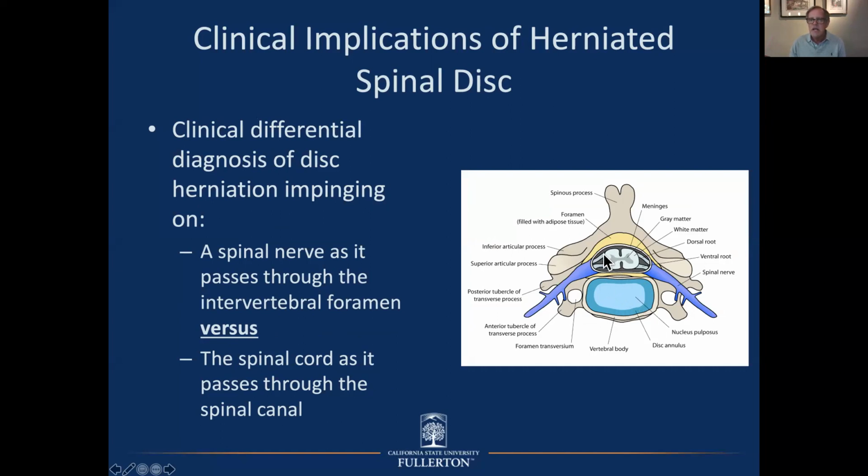And then we see a dorsal root and a spinal root. And we see that they do come together and form a single spinal nerve. All right. And then I'm trying to focus on the clinical differentiation of a diagnosis of a disc herniation, which impinges on one or the other of these two possibilities.